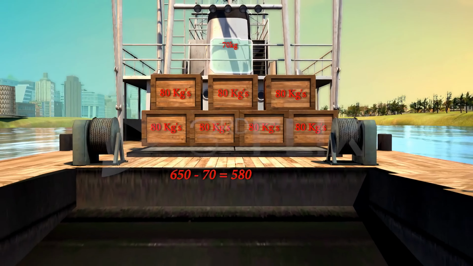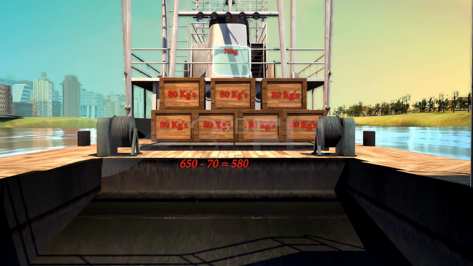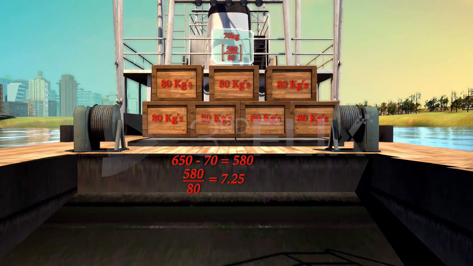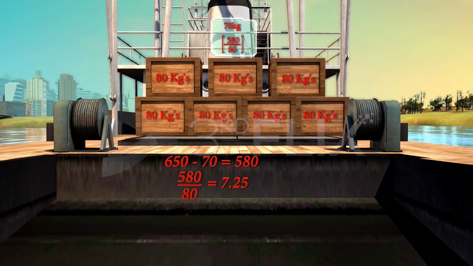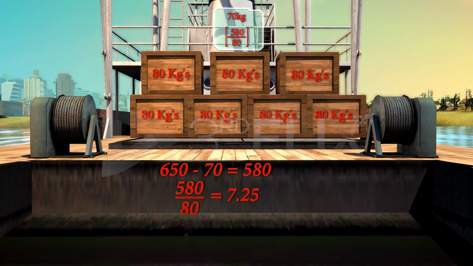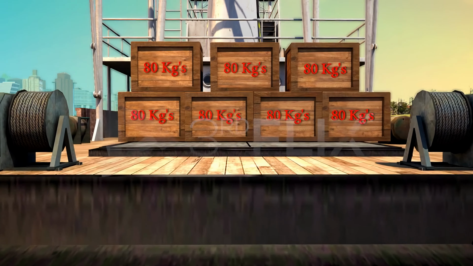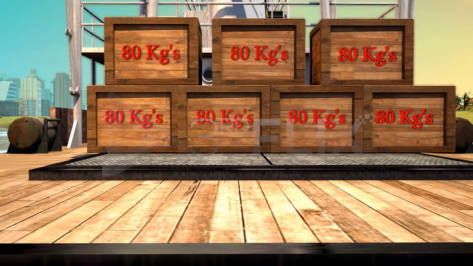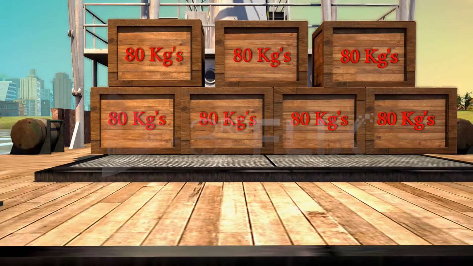650 minus 70 equals 580. 580 divided by 80 equals 7.25. Therefore, here we can put 7 boxes in the boat. In order to mathematize these kinds of situations, we need to define special functions.